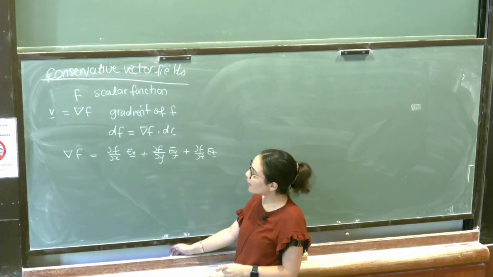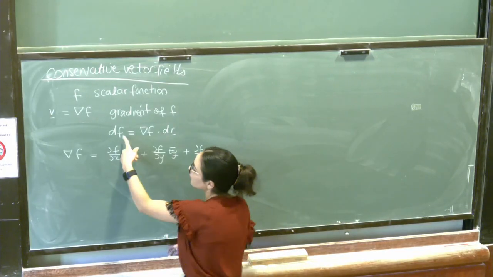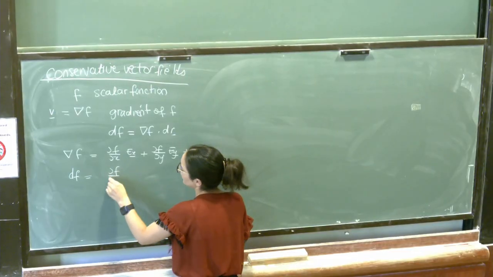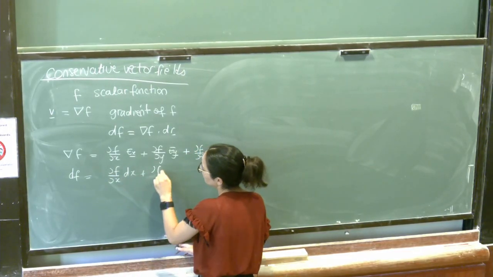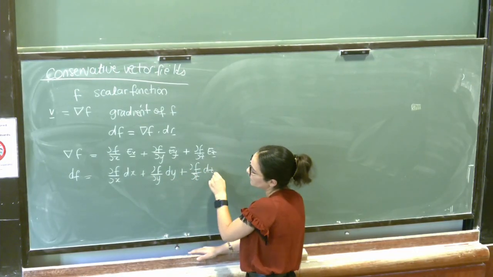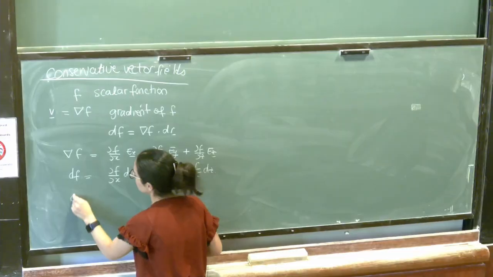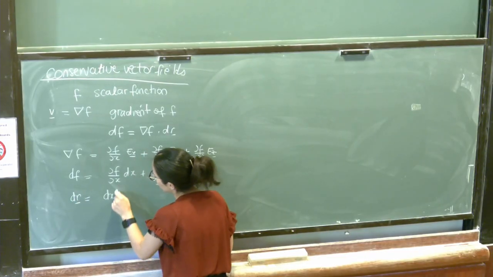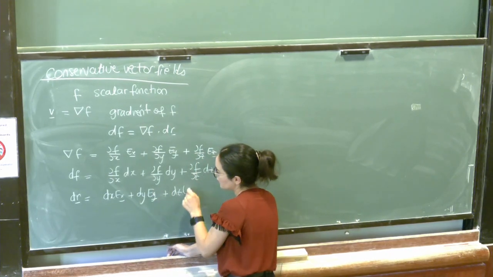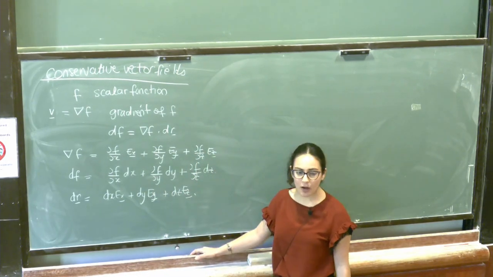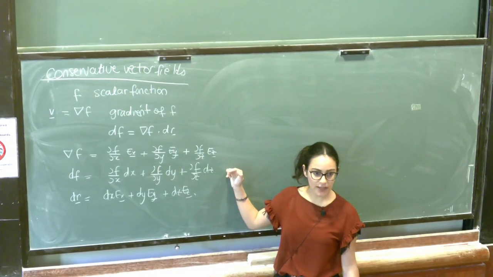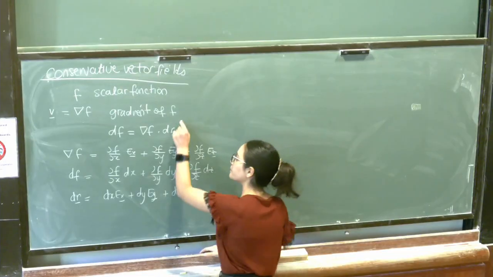Great. Right? Because df, I can write that as del f by del x dx plus del f by del y dy and del f by del z dz. And dr in Cartesians is dx ex plus dy ey plus dz ez. So can you confirm that gradient f dot dr is equal to df? Can you confirm this?